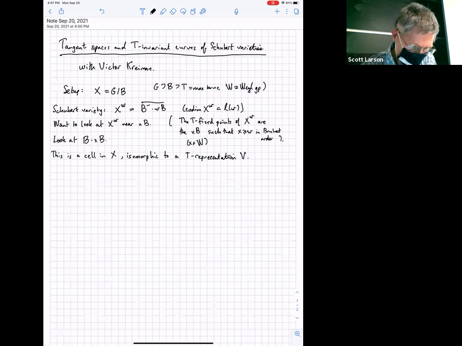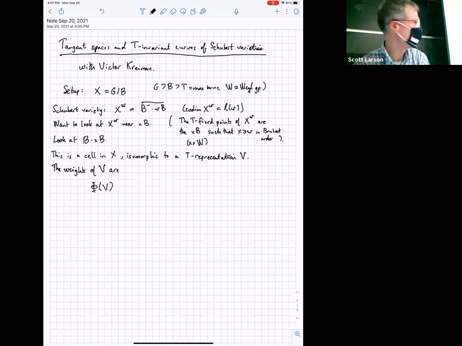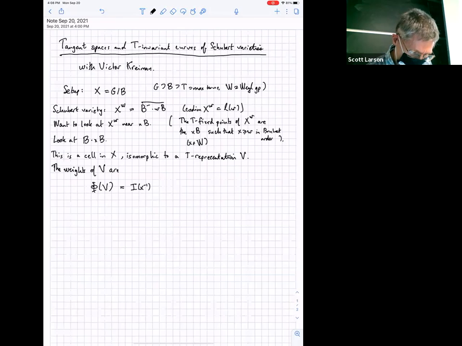V. And the weights of V, the notation for weights is just phi of V. That's the notation by which we name the weights of V. And these are just the inversion set of X inverse, which is the set of positive roots alpha such that X inverse of alpha is a negative root.